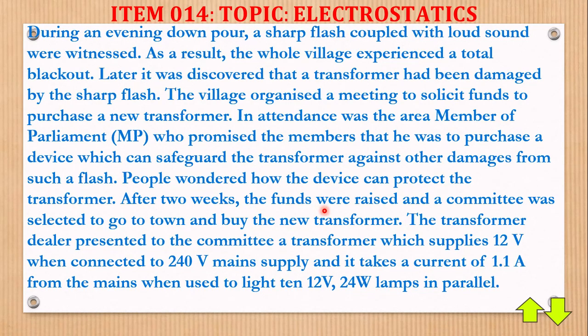After 2 weeks, the funds were raised and a committee was selected to go to town and buy the new transformer. Alright, good. The transformer dealer presented to the committee a transformer which supplies 12 volts when connected to a 240 volts main supply, and it takes a current of 1.1 ampere from the mains when used to light 10 12V 24 watt lamps in parallel.